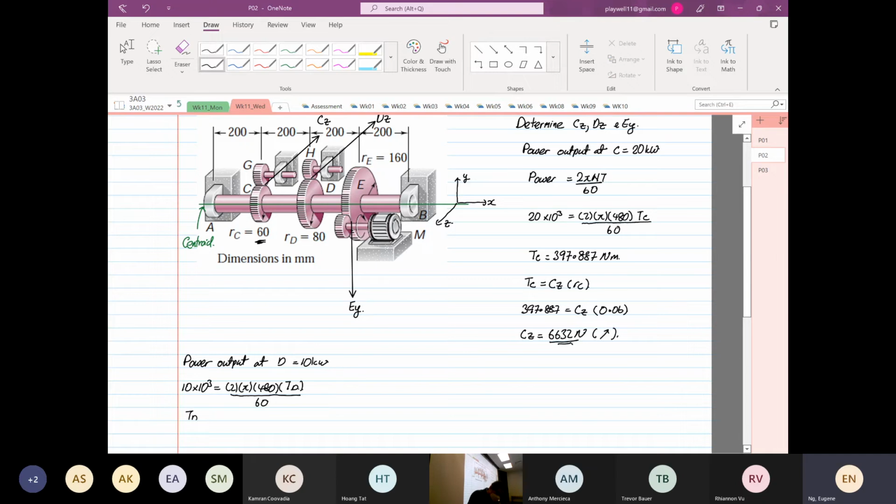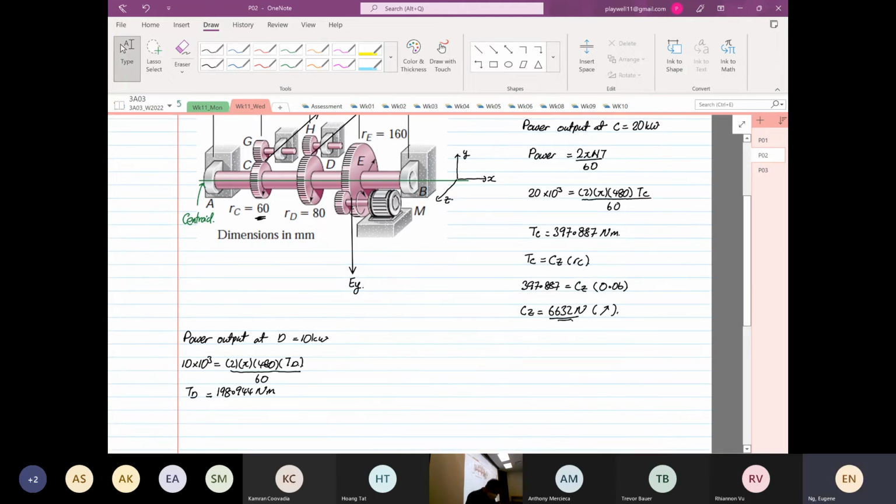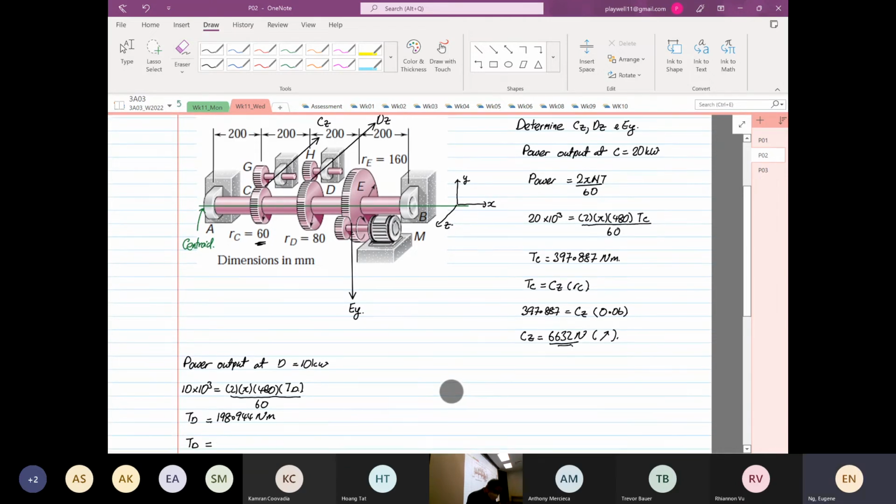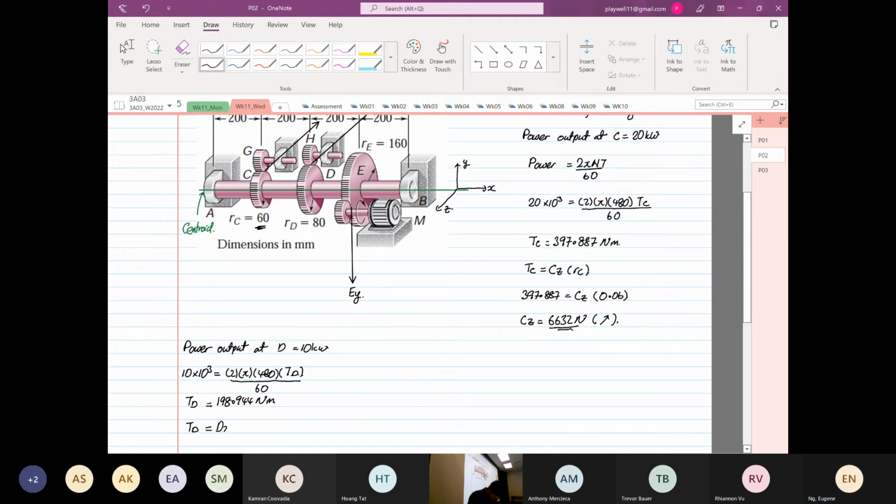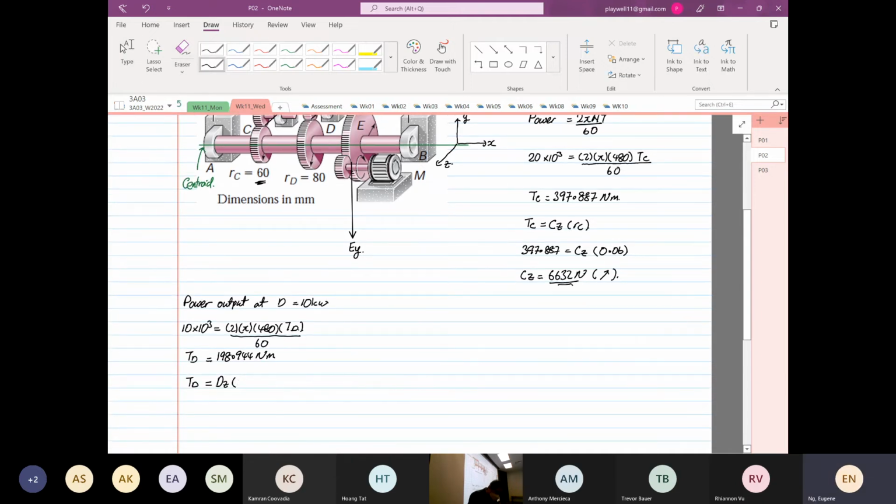So torque at D is equal to 10 times 10 to the power 3 times 60 divided by 2 pi divided by 480, which is 198.944 Newton meter. Let me do it again. Yep. So we know that torque at point D is equal to DZ, D in the Z direction, multiplied by a radius of 0.08, or RD.